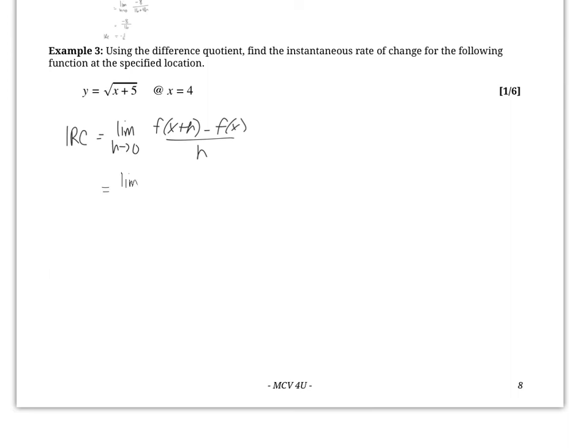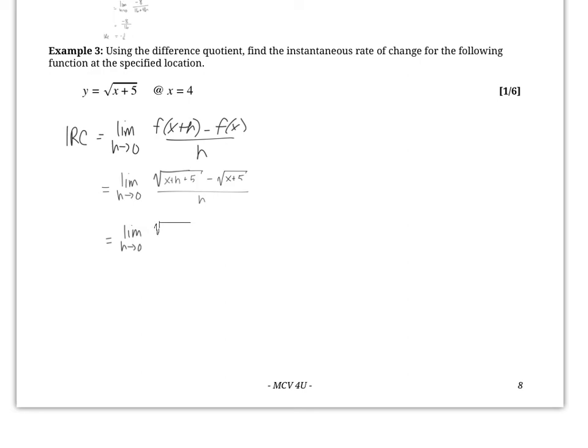So again, I'm going to plug in this equation here. The limit as h approaches 0 of f at x plus h is just going to be the square root of x plus h, right? So I'm going to replace that x with x plus h plus 5 minus the square root of x plus 5 all over h. So obviously we can't plug in h yet because it would be undefined. We've got to find a way to cancel out that h in the denominator. So again, let's start off by plugging in x equals 4 because we know that's what we're looking for. It's going to simplify our math.